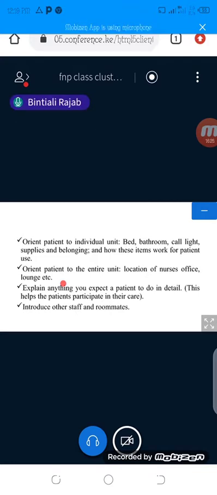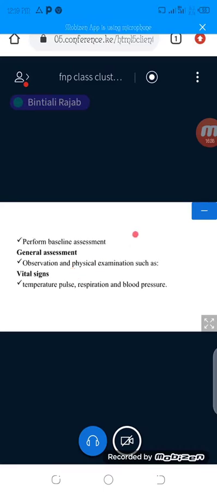If there is anything that the patient was supposed to know, explain to them what they're supposed to do. Introduce other staff and roommates. We've talked about that. Perform a baseline assessment. Remember, you are the nurse in the ward.